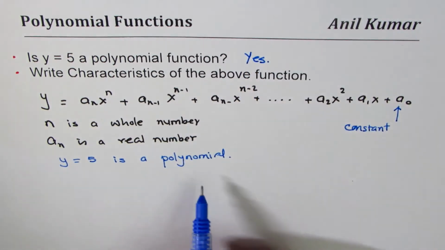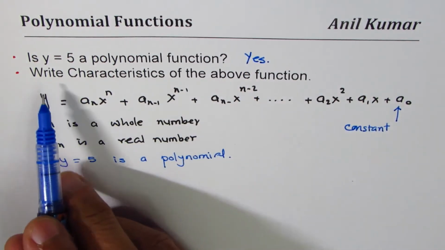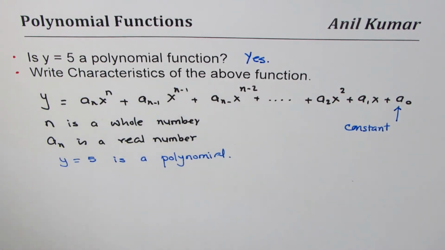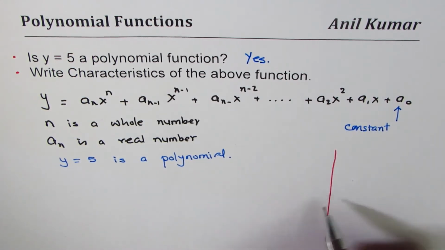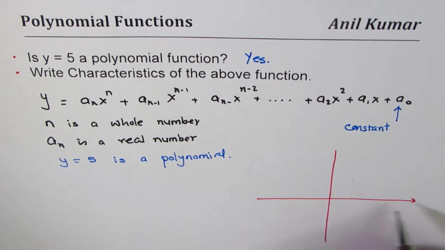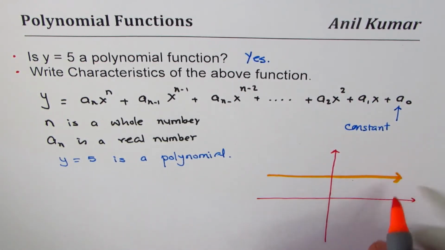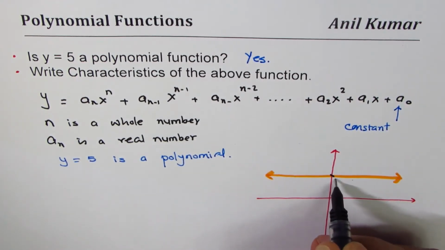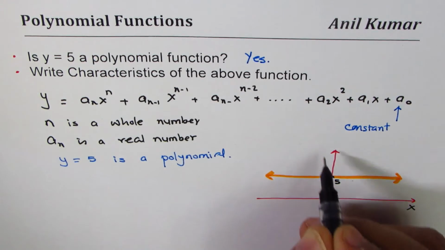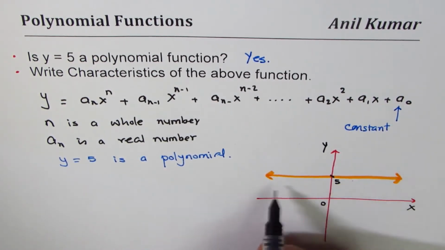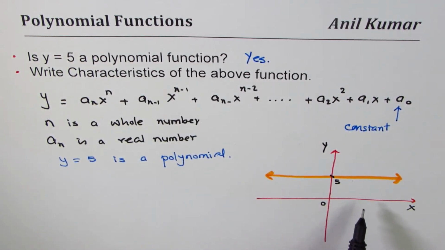Now let's get back to part B, which is write characteristics of the above function. To write down the characteristics, let me sketch the polynomial. Let's say that is the x and y coordinates. Then y equals 5 will be a horizontal line like this, with y-intercept at 5. So this is the x-axis, that is the y-axis. Now from here, you can write down the characteristics.